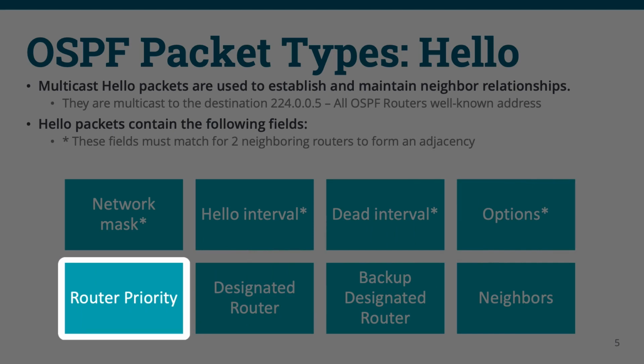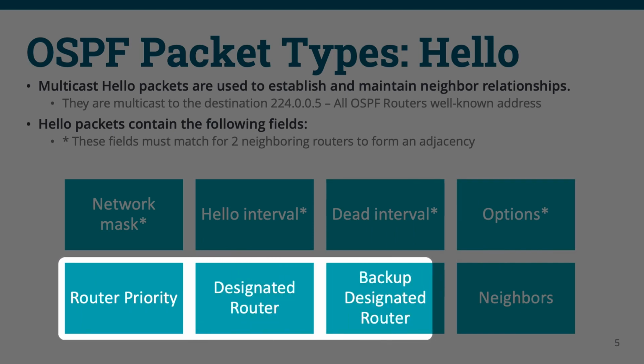The router priority, designated router, and backup designated router fields refer to a concept we'll cover in a future lesson. Designated routers and backup designated routers are routers which hold a special role in a broadcast network containing multiple OSPF-speaking routers and are used to generally minimize the amount of unnecessary traffic due to flooding of LSAs. The election of this role is performed using the router priority field.